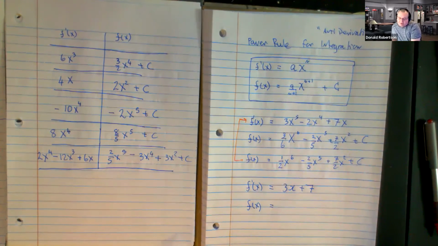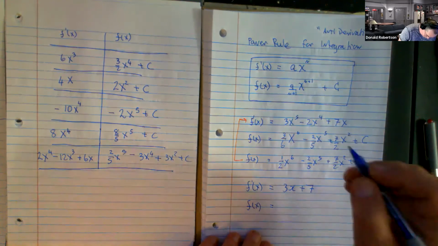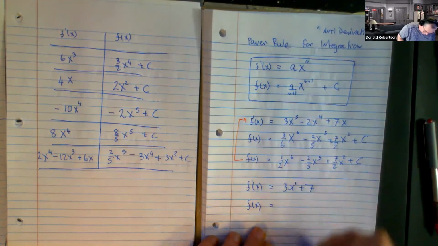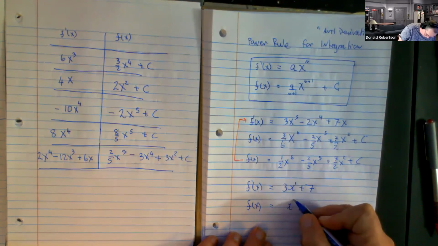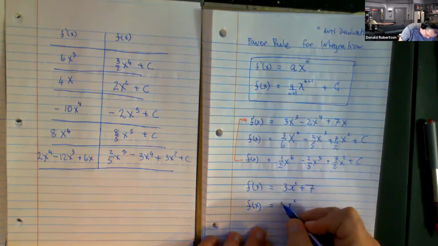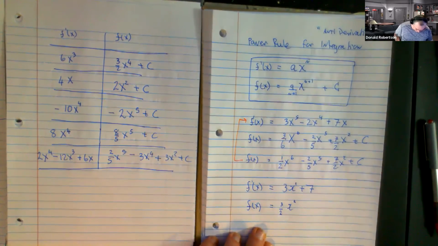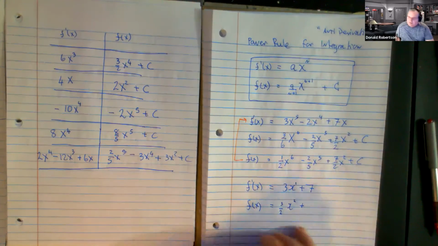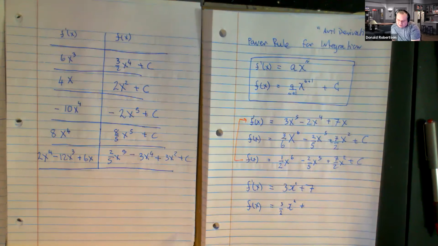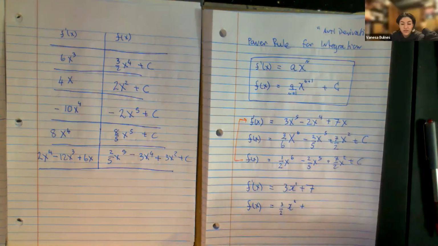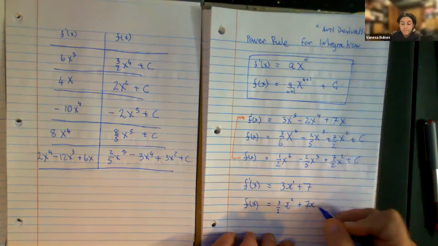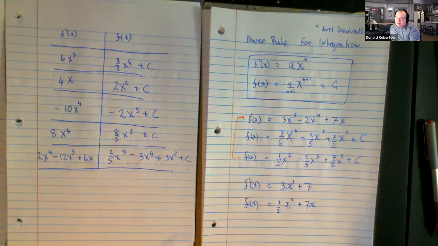Right, if I want to find the antiderivative of 3x add 7, and I use the power rule, this guy is basically x to the 1. So when you add 1 to its power, you get 2, and you divide by that new power, you get 3/2. What is the antiderivative of the number 7? 7x. You nailed it.